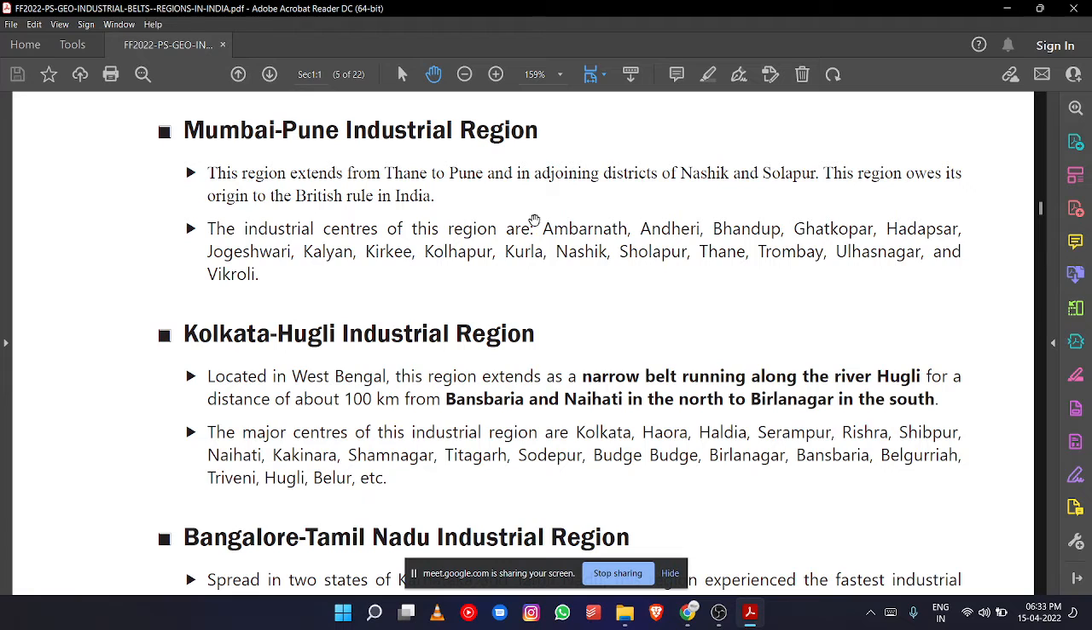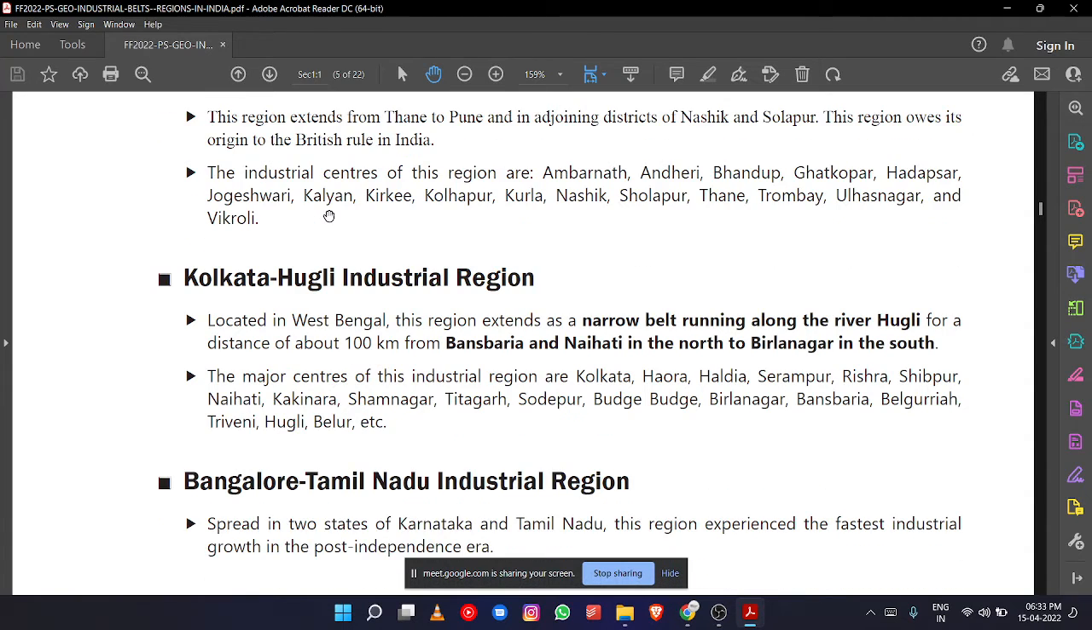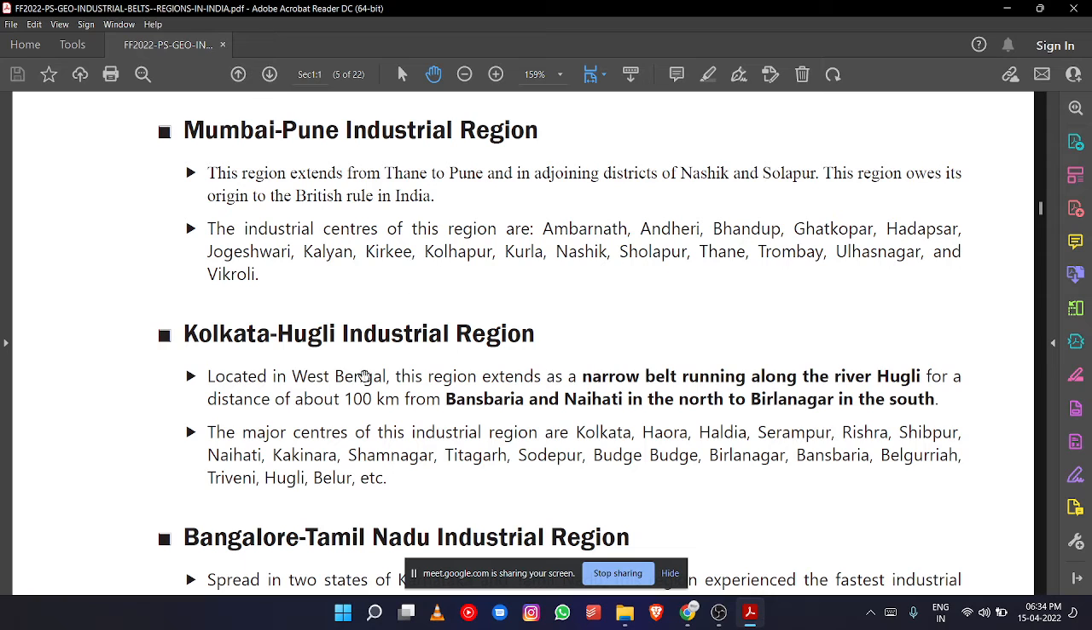This region owes its origin to the British rule in India. You know that when the Britishers came as a trading company, they selected certain coastal areas as trading areas. For example, Goa was occupied by the Portuguese, Pondicherry by the French, and the British had Calcutta in West Bengal and the Madras region. Likewise, the Mumbai-Pune industrial region has its origin in British rule.